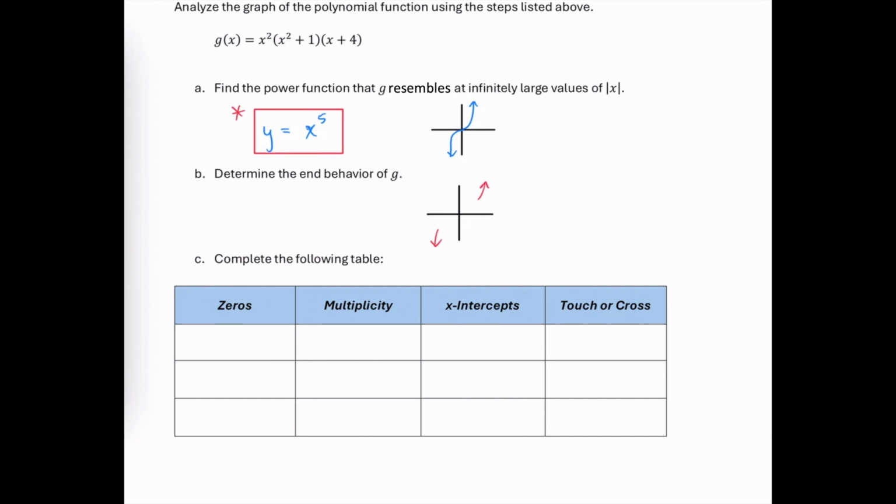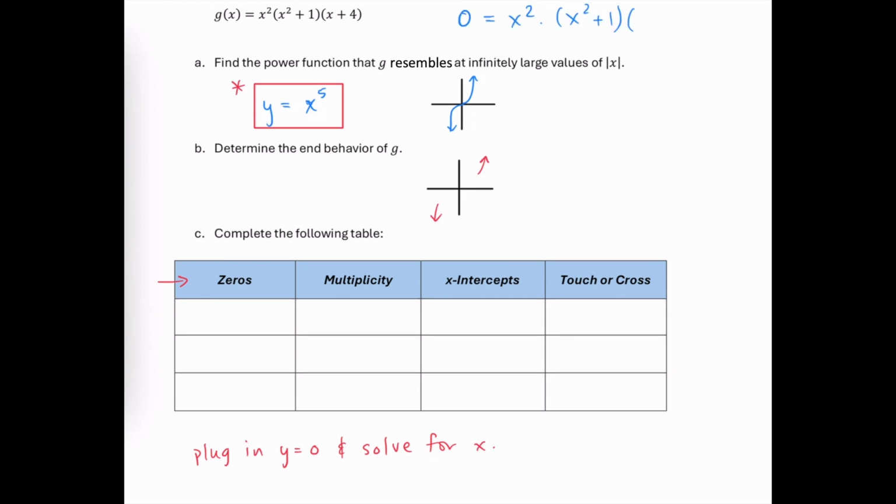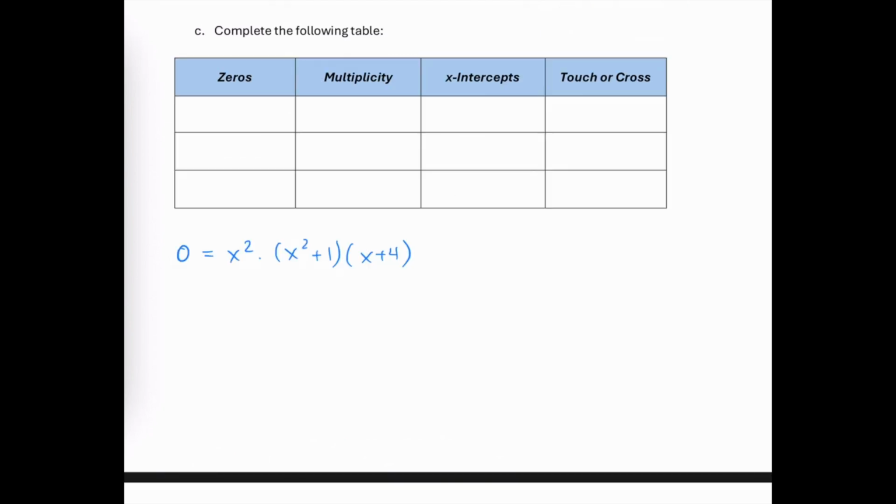Now recall that in order to find the zeros of a polynomial, we're going to plug in y is equal to 0 and solve for x, which is the same thing that we would do to find the x-intercepts of a polynomial. So let's plug in y is equal to 0 and figure out who are the x values that solve this equation. Let's bring this equation down here so we have a little bit more space. Let's walk through these steps a little bit more explicitly this time.